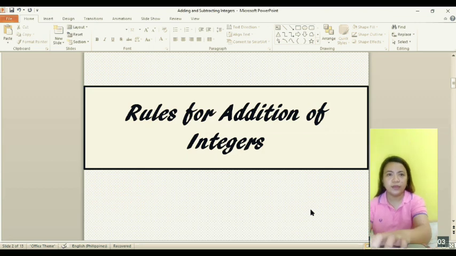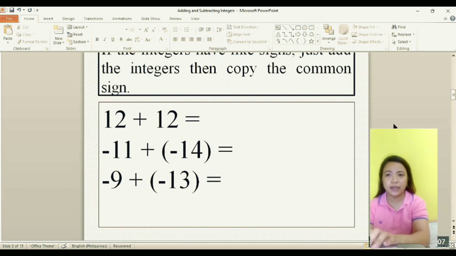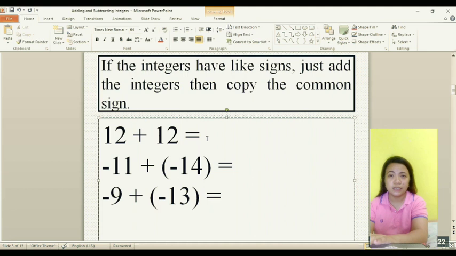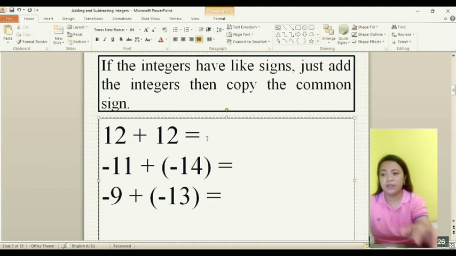Okay, so now let's have this one. If the integers have like signs, it means it's either both positive or both negative. All we have to do is to add the integers and then copy the common signs. So let's have this one. 12 plus 12. Since 12 and 12 are both positive, all we have to do is to add them.